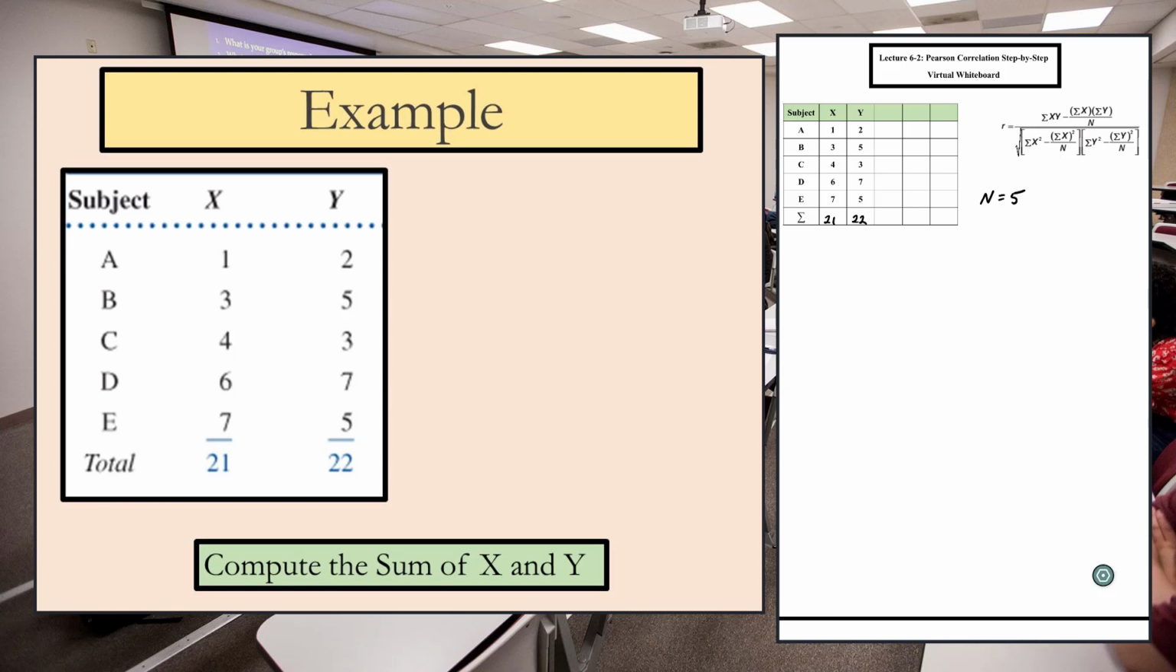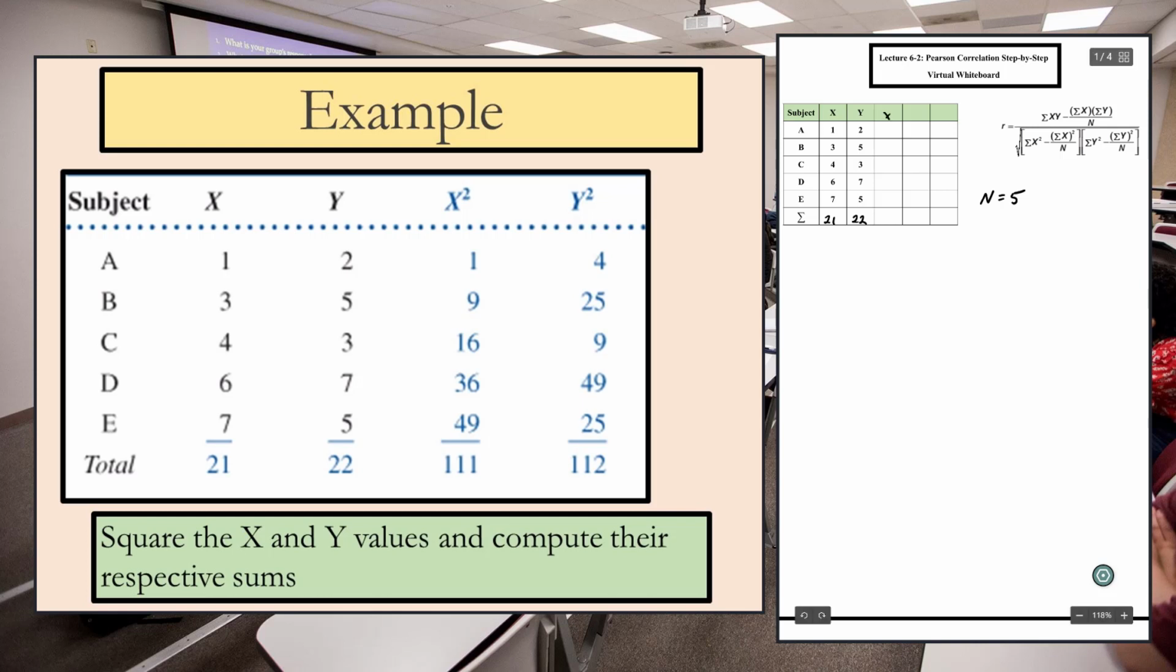Then the next thing that we're going to do is square each x raw score in its own column and sum it. And then we're going to square each y raw value and sum them in their own column. So we'll make a column for x squared and a column for y squared. And so 1 squared is 1, 3 squared is 9, 4 squared is 16, 6 squared is 36, and 7 squared is 49. Easy peasy.